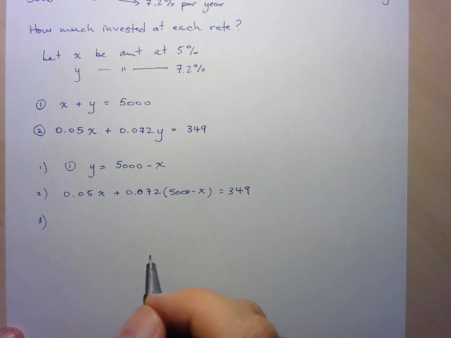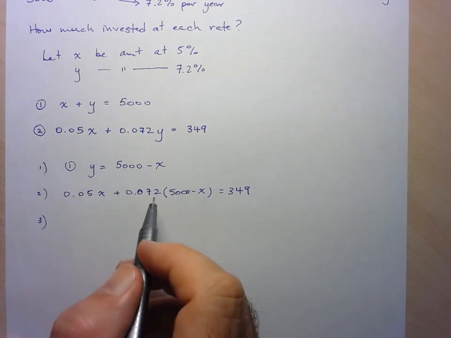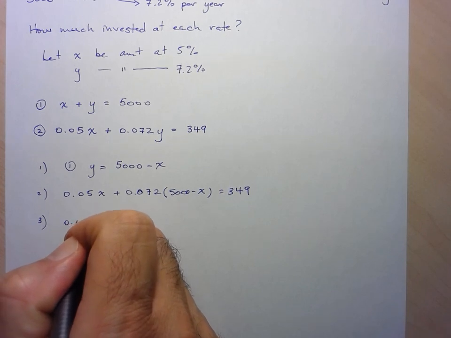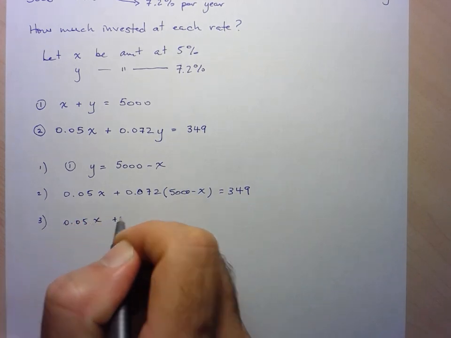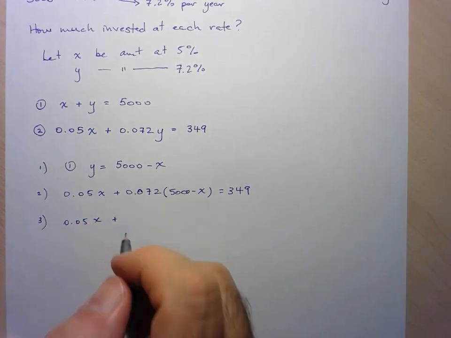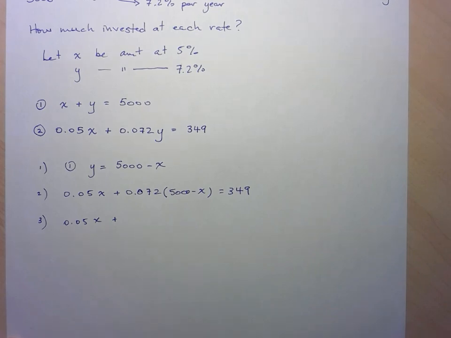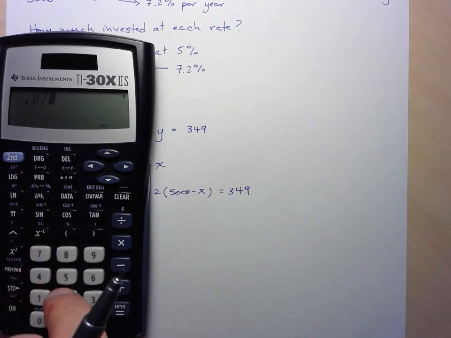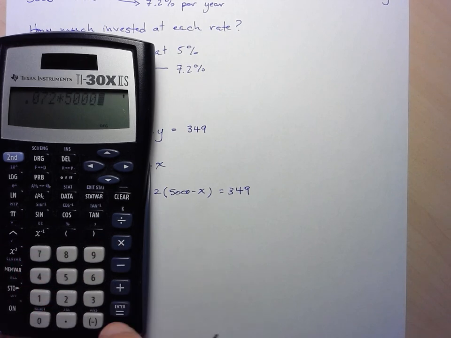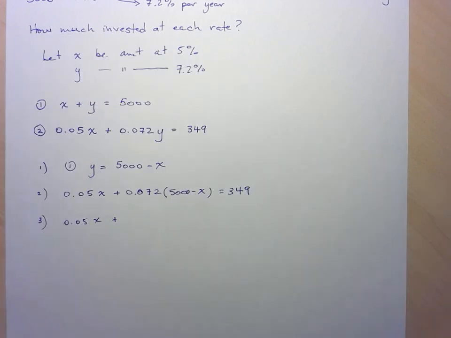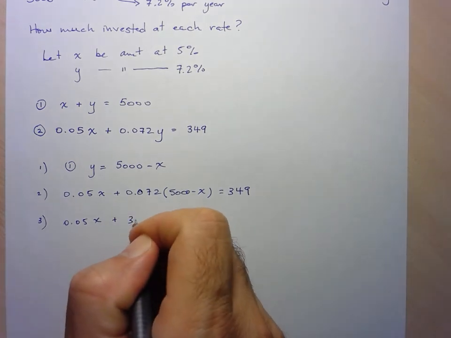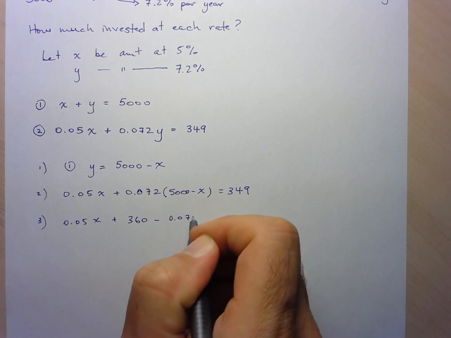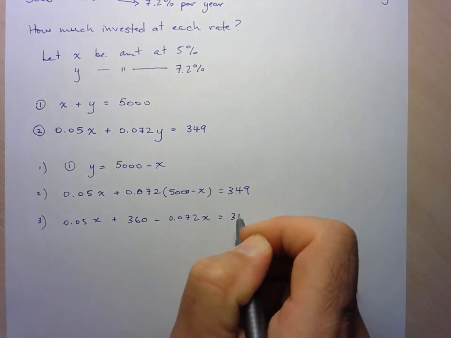Okay, here we have to do a bit of work, and obviously a little more annoying because there's all these decimals, but I do it in the same way. First I simplify this side, so I have to distribute these numbers. So here let's calculate 0.072 times 5,000 is equal to 360. Okay, so this is 360 minus 0.072 times x equals 349.